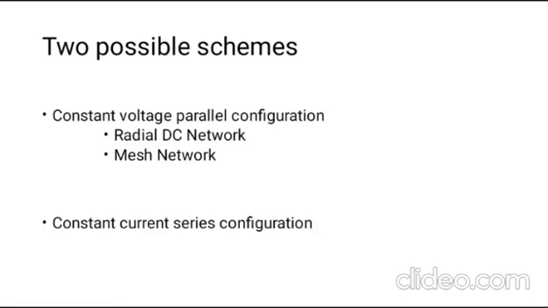In multi-terminal HVDC system, there are two possible schemes: constant voltage parallel configuration and constant current series configuration. In constant voltage parallel configuration, we can broadly classify into radial DC network and mesh network. We will discuss it one by one.